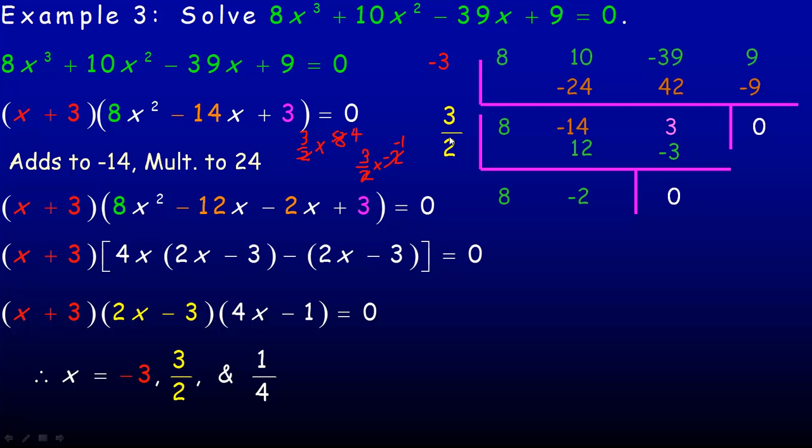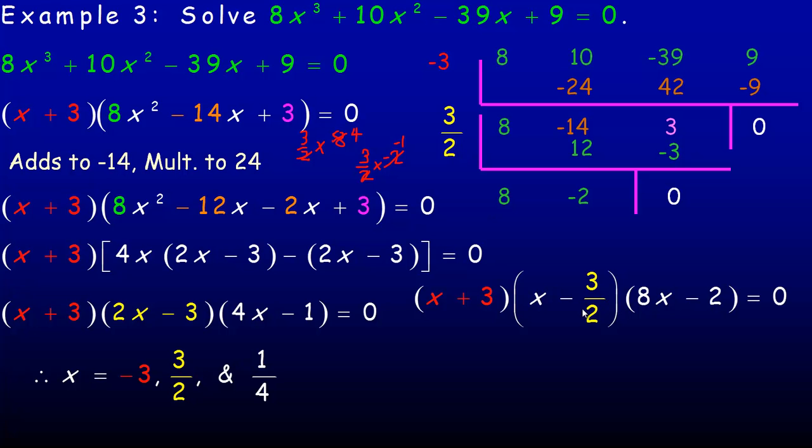So 3/2 is going to be one solution. The other factor would be 8x minus 2. And if you solve that, you do get a quarter for the other solution. So just demonstrating that we could have used that fraction as well to factor it further that way using the synthetic division.